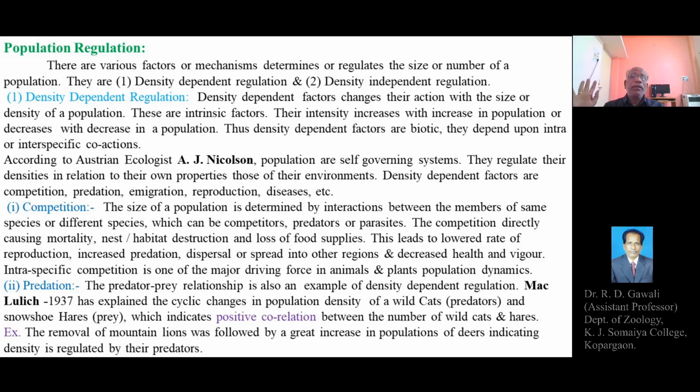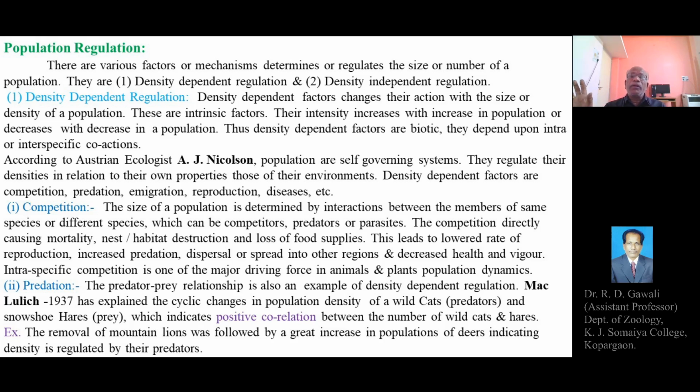The competition directly causes mortality, then nest or habitat destruction, and loss of food supplies. So these are the three harmful or adverse effects occurring in a population due to overcrowding or competition.